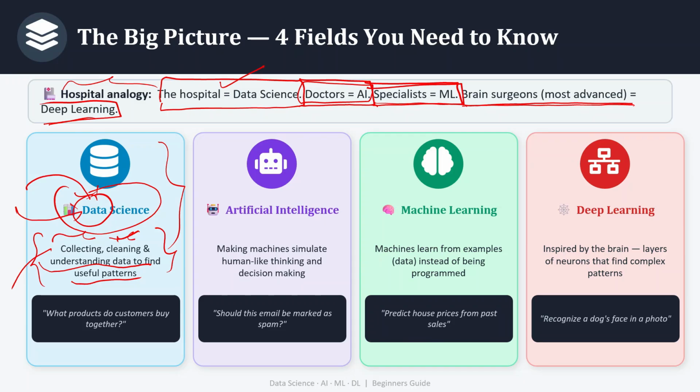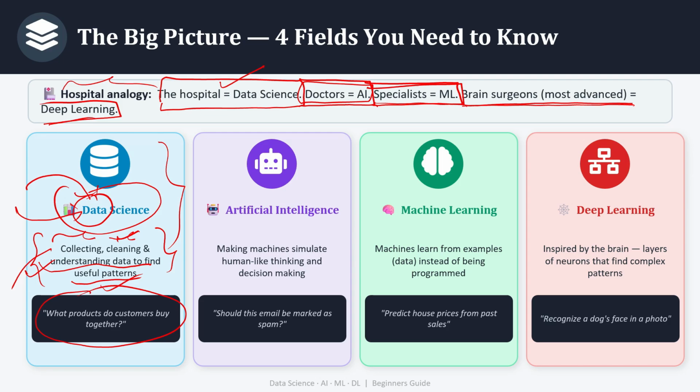And some of the data which you are collecting may not be in the right format. For example, you want the date in the ddmmyy format, but you are collecting it in the format of yyyymmdd. You need to convert that. So you are collecting the data, you need to clean the data, because you are going to understand the data to find particular useful patterns. For example, what products do customers buy together?